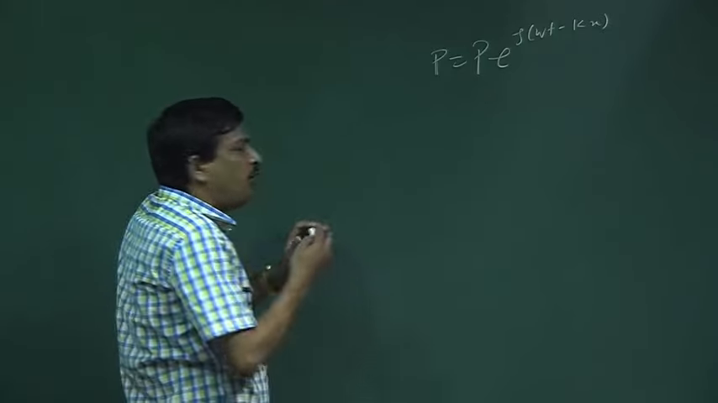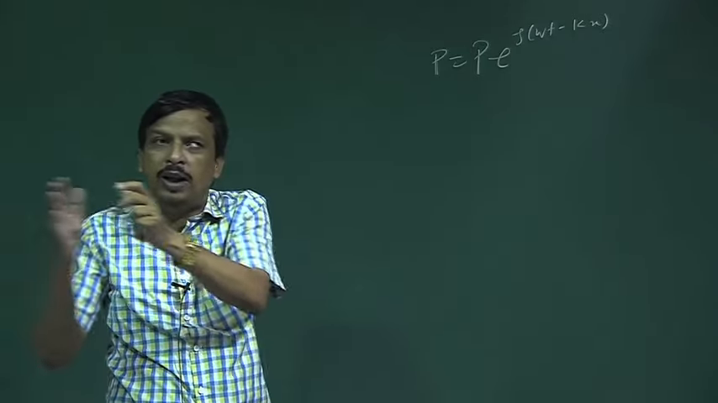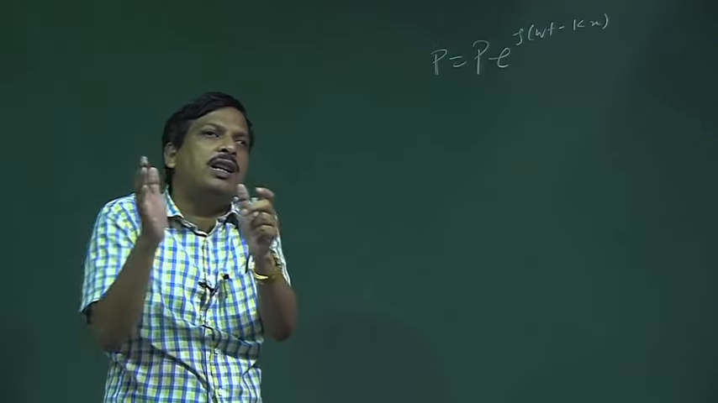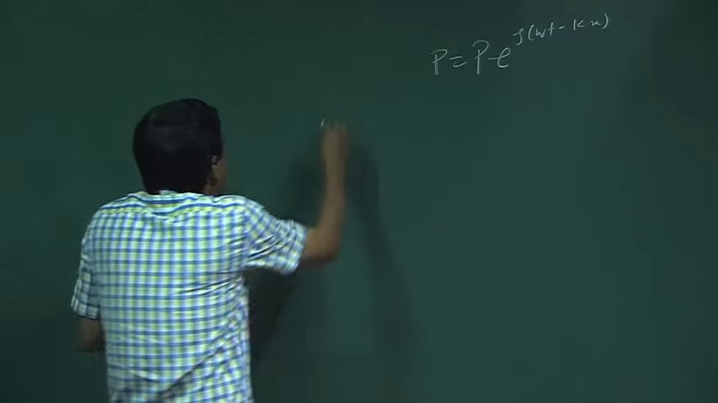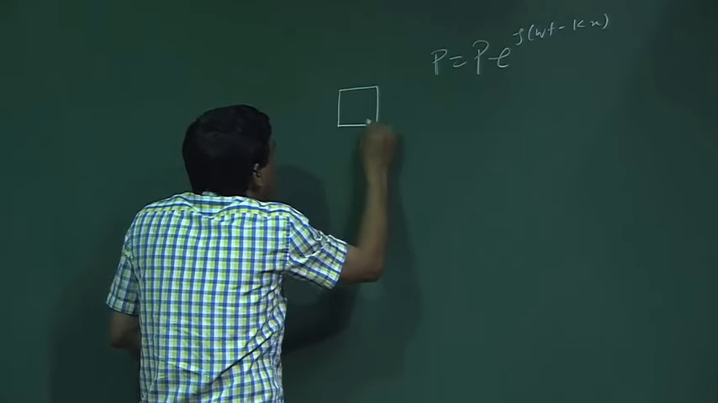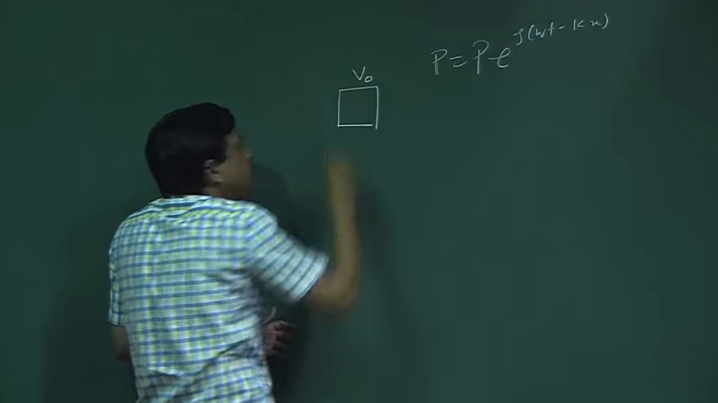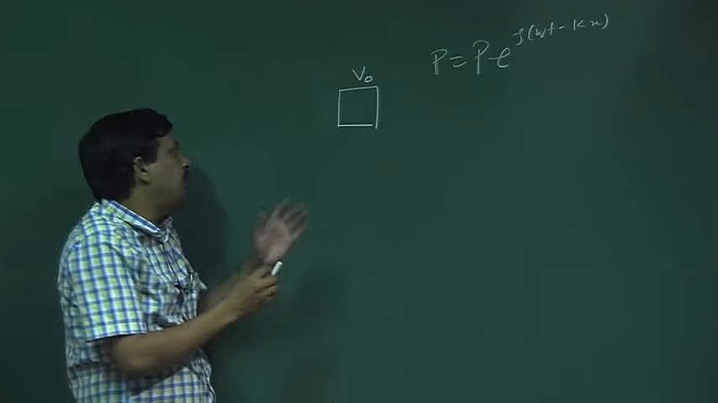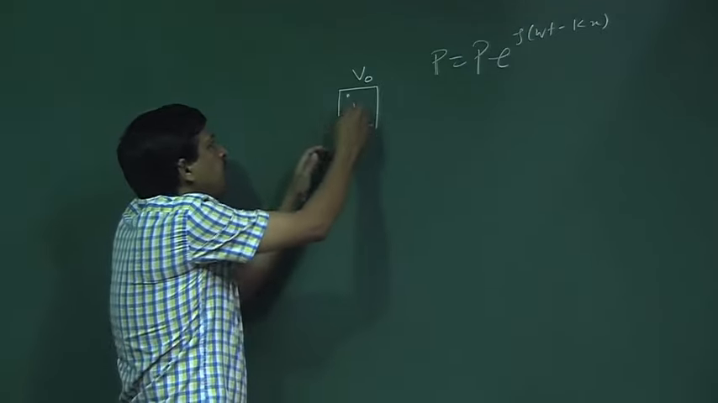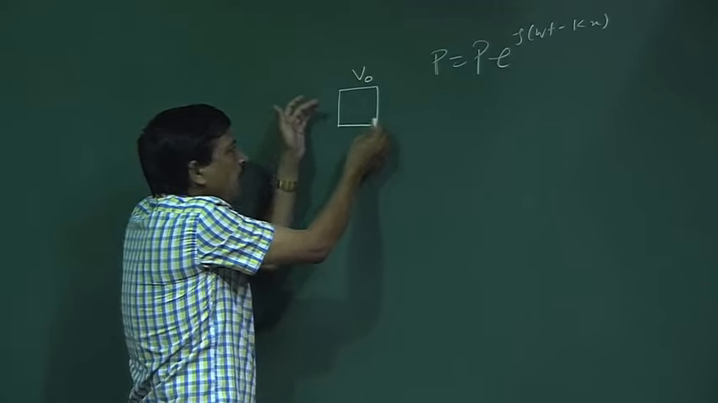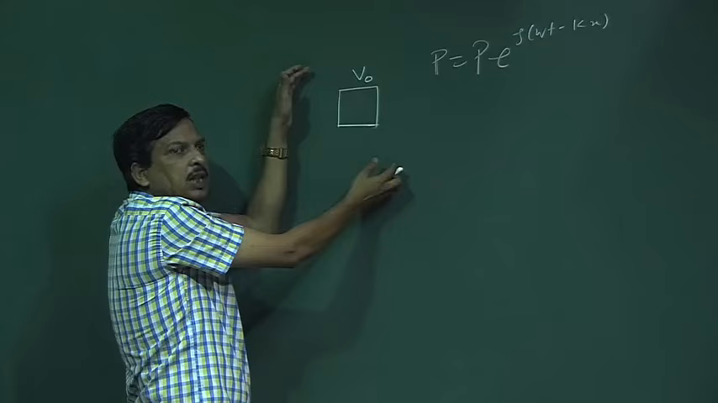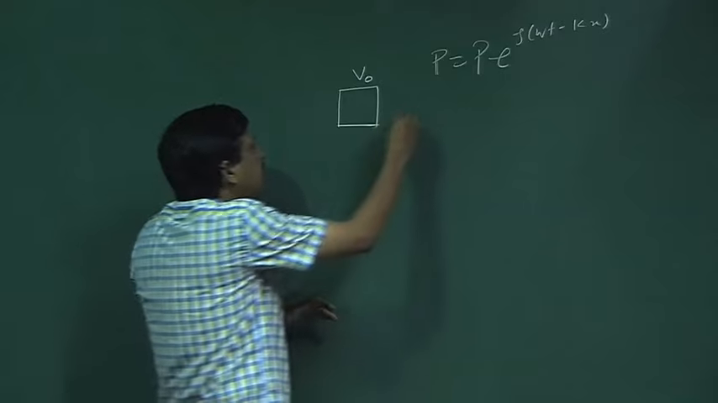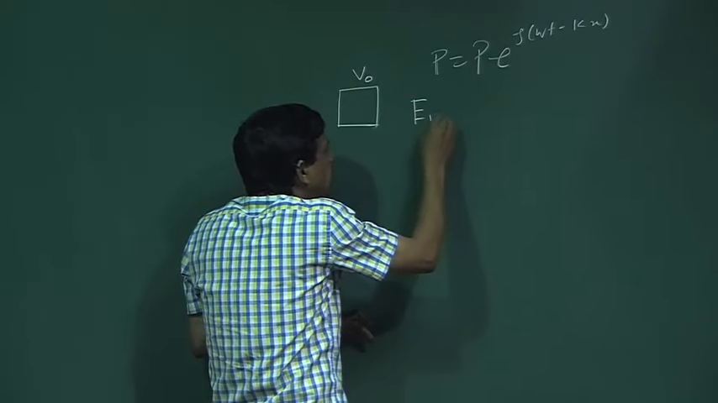Now, when the pressure wave is propagated through a media, how is the energy transferred? Let us consider a small volume in the propagation field, V 0. You know that it is compressed and decompressed. When the wave is propagated, this volume will be compressed and then expanded. Any compression and expansion has a potential energy. So that creates the potential energy, which is Ep.